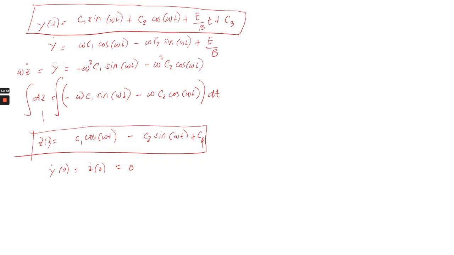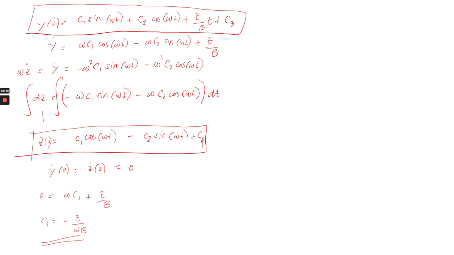So we can do that. If we take the derivative of this and substitute time t equals 0, we have 0 equals omega C1 plus E over B. That's where it came from. Substitute t equals 0, you get this. Y dot is 0. Therefore, C1 is just negative E over omega B. Okay.